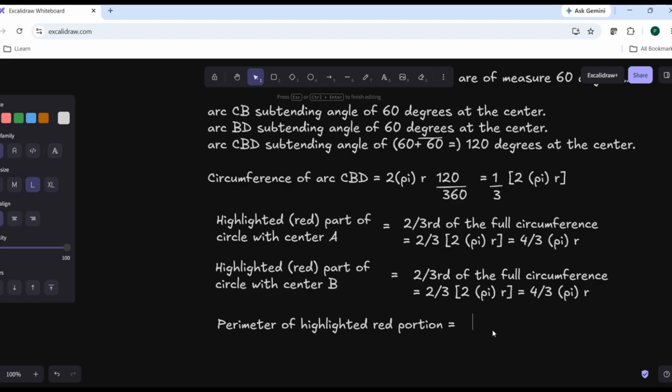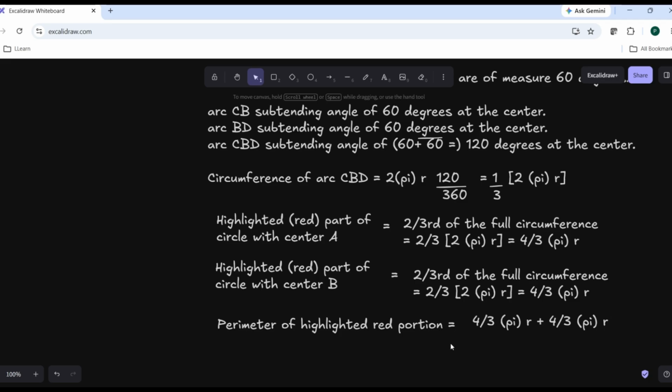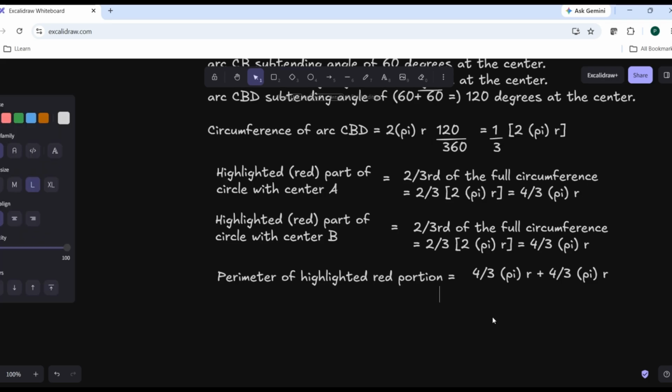So then it is going to be 4/3 of pi r plus 4/3 of pi r, which means this is 8/3 of pi r.